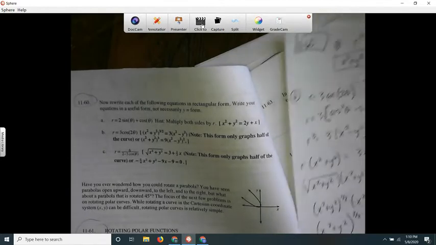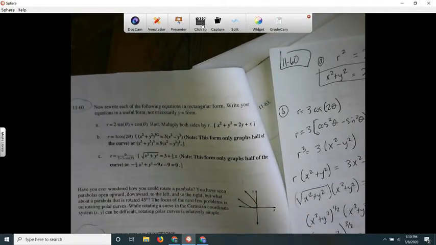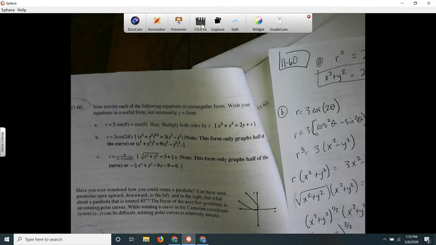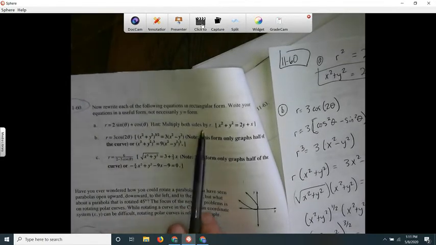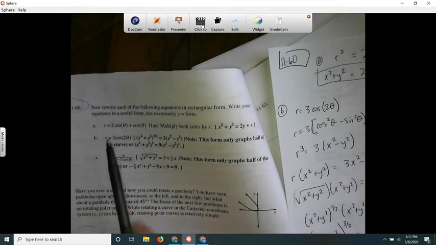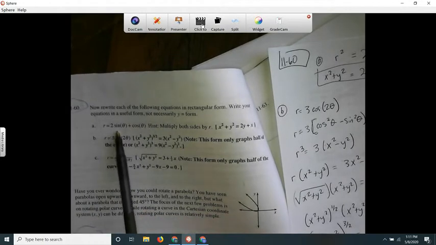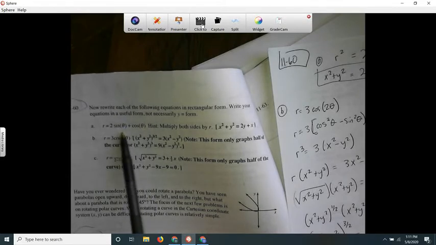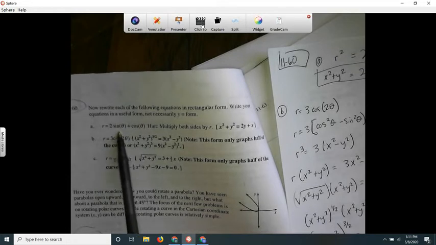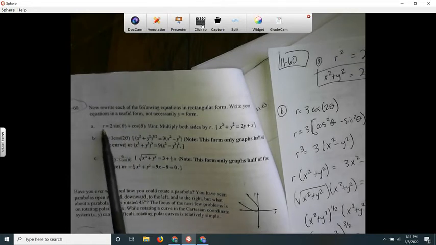In rectangular form, write your equations in a useful form, not necessarily y equals form. They give you a hint to multiply both sides by r, because we know r sine theta is y and r cosine theta is x. So if these had r's on them, we'd be able to swap in a y and an x. And then that gives you r squared over here.